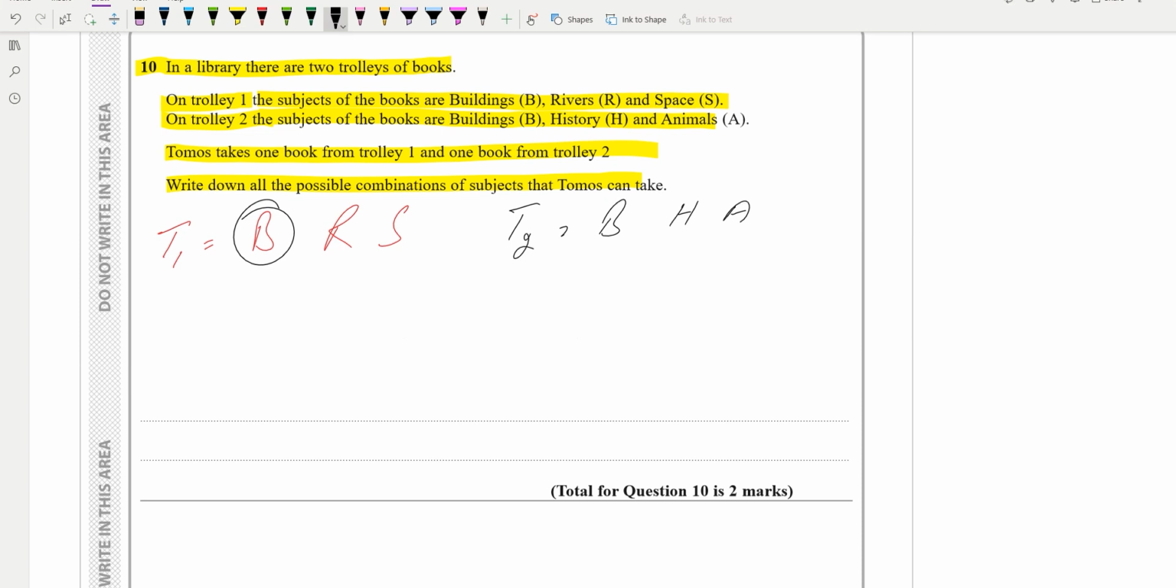So the first combination will be B with B, B with H, and then B with A. Similarly with R, we can have R with B, then R with H, and then R with A.